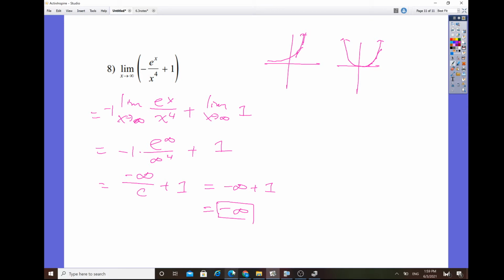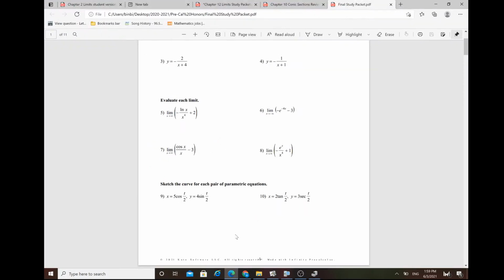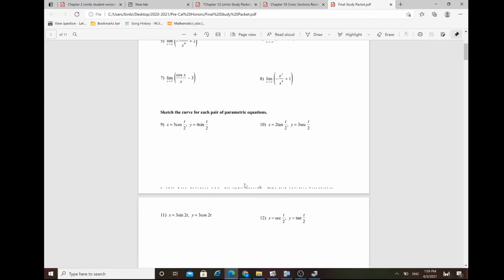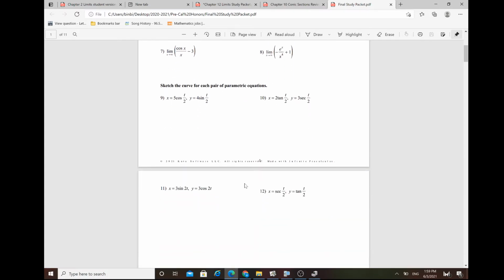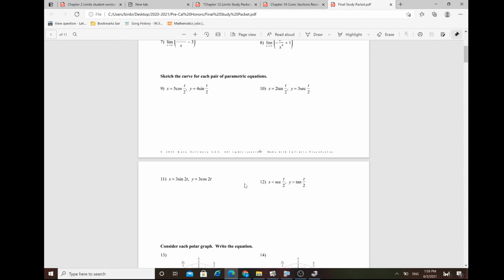And now let's see what else we have for the rest of this. So it looks like yet another set of problems. We're dealing with parametric equations. Anytime we want to sketch the graph for parametric equations, the first thing you want to do is convert that back to the rectangular form. So convert it back to the rectangular form. Now let's look at number 10.